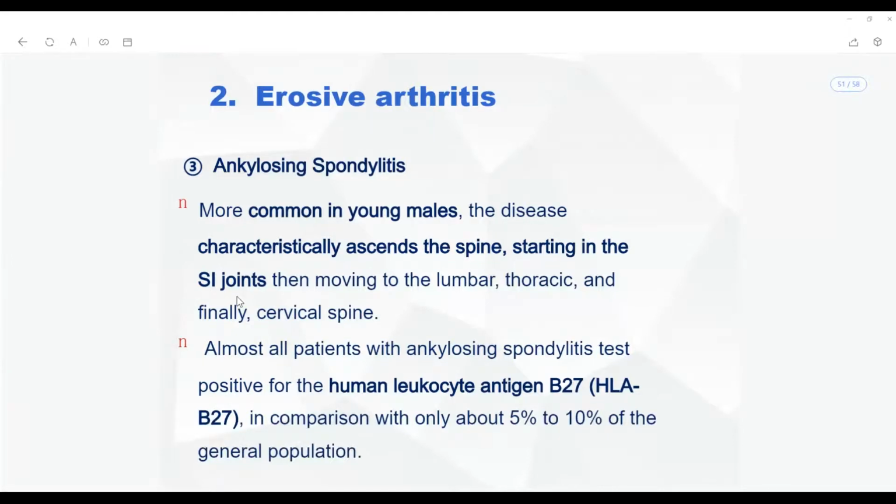I think I also told you about this HLA-B27 somewhere when I was talking about some disease. If you can remember, can you tell me which disease I was talking about? No, no, it is not related to the musculoskeletal system.